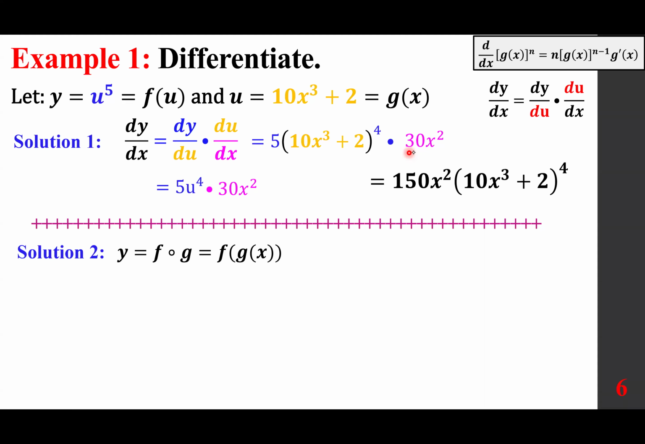Now this is a composite function. Because it's easy to find the composite function, we're going to evaluate the composite function and then use the extended power rule. Now, in some instances, it's very difficult to find it. That's why you want to learn both methods. So f of g of x means f of 10x cubed plus 2. So u to the power of 5, replace the u, you get 10x cubed plus 2 to the power of 5, and you deal with that, everybody.